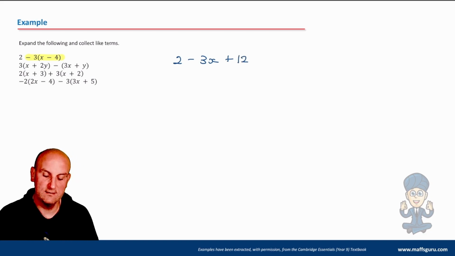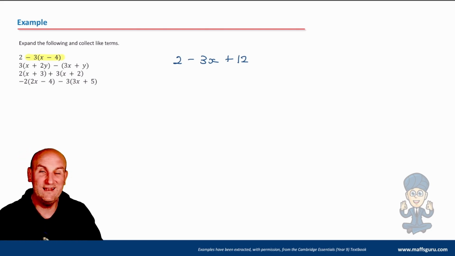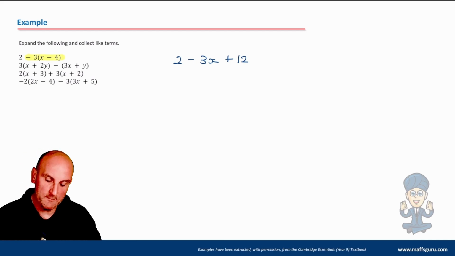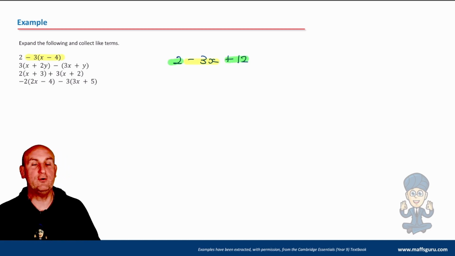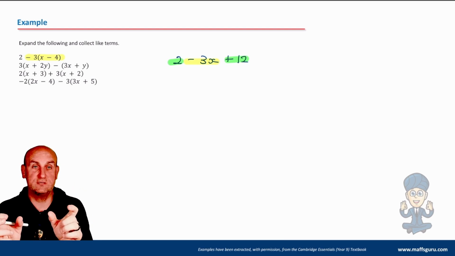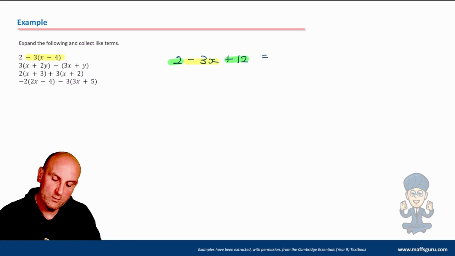Now, it says expand and collect like terms. So the question is, are there any like terms in this one? Yes, because I've got a minus 3x. There's no more x terms, but what I do have is a 2 and plus 12. Remember, they've got no letters in them, so they themselves are like terms. They're constants. And what is 2 plus 12? It is 24. So the minus 3x just stays there.